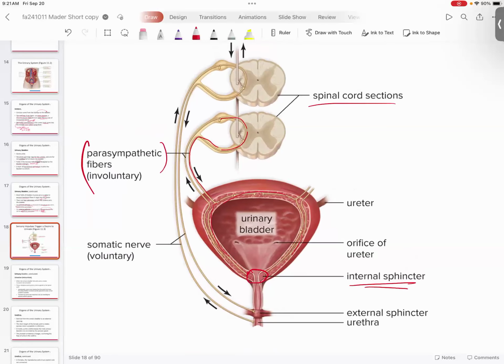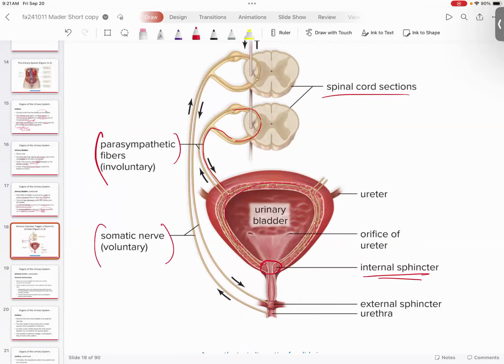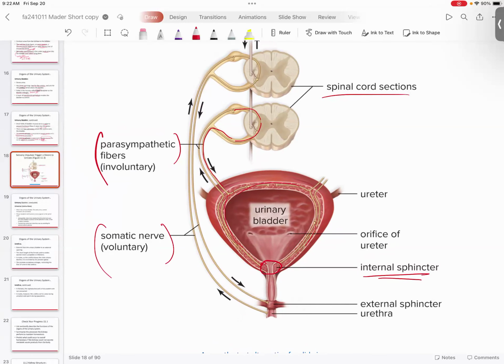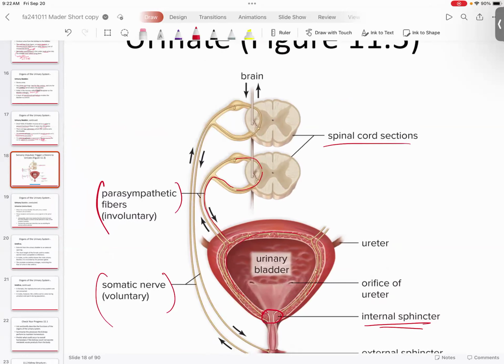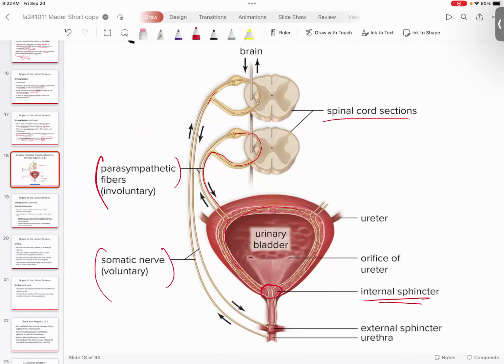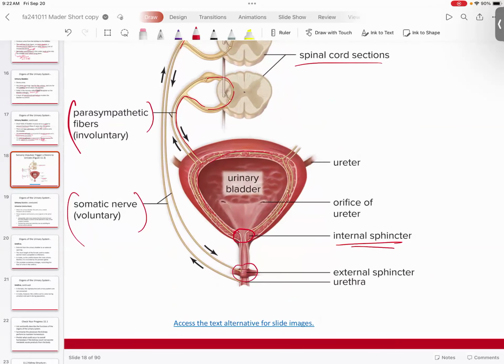However, the external sphincter is under the somatic nervous system. We'll talk more about that later. This is essentially what's controlling your skeletal muscles. So you can actually use your brain and say, hold it, hold it, hold it. And then the skeletal muscles will contract, cinching it off. So the urine will get through a little bit, but then it'll be stopped at the external sphincter until you're ready to go to the bathroom, in which case your brain says, okay, relax the sphincter, and then it allows passage of the urine.